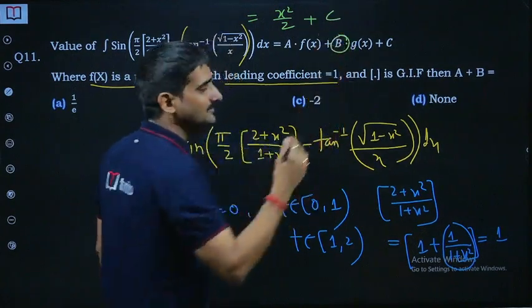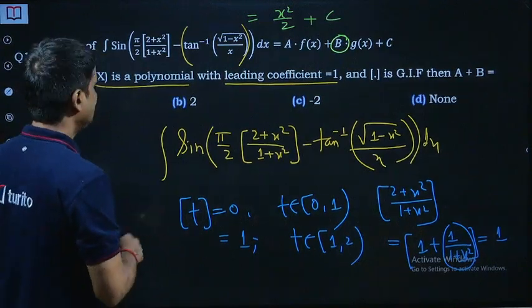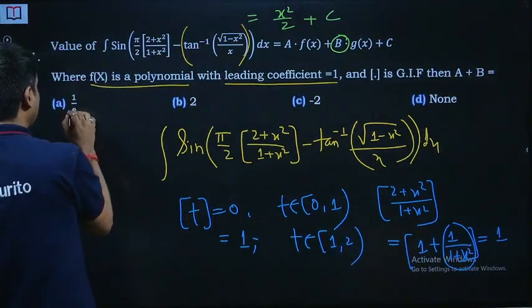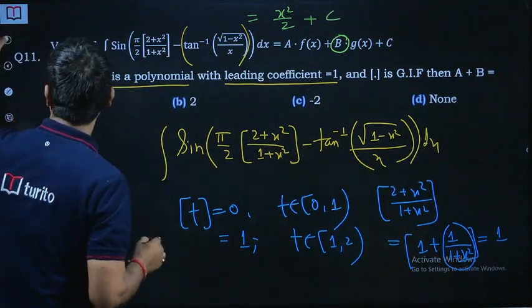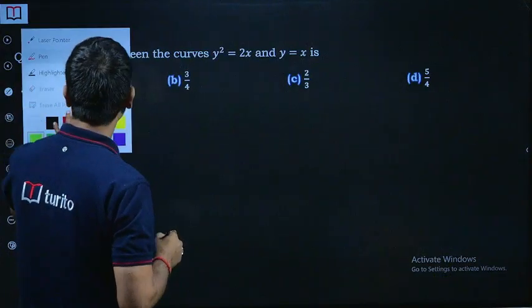So b is 0, gone. A is half, and that's it. So a plus b is half here. So none of these. I think it should be half here, or the answer should be none of this. If the answer is a, it should be half. Yeah. So instead of 1 by e, it should be half.